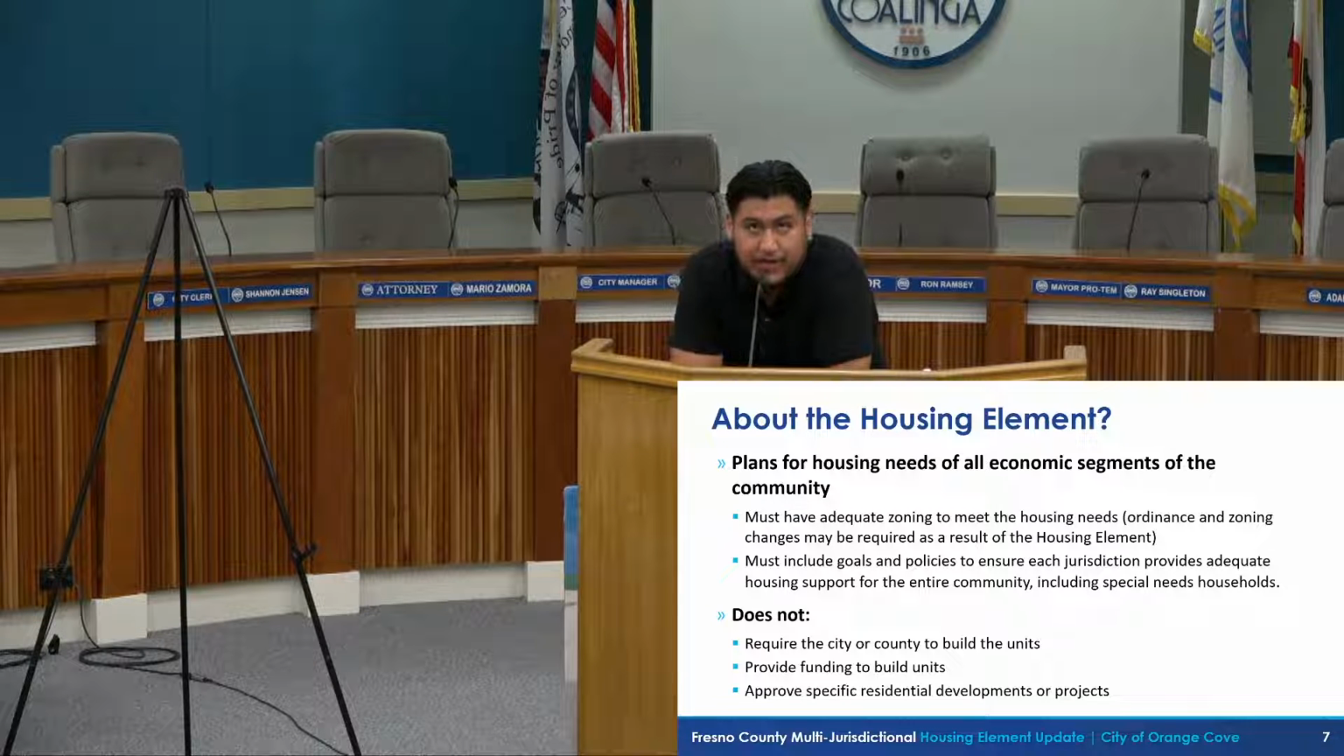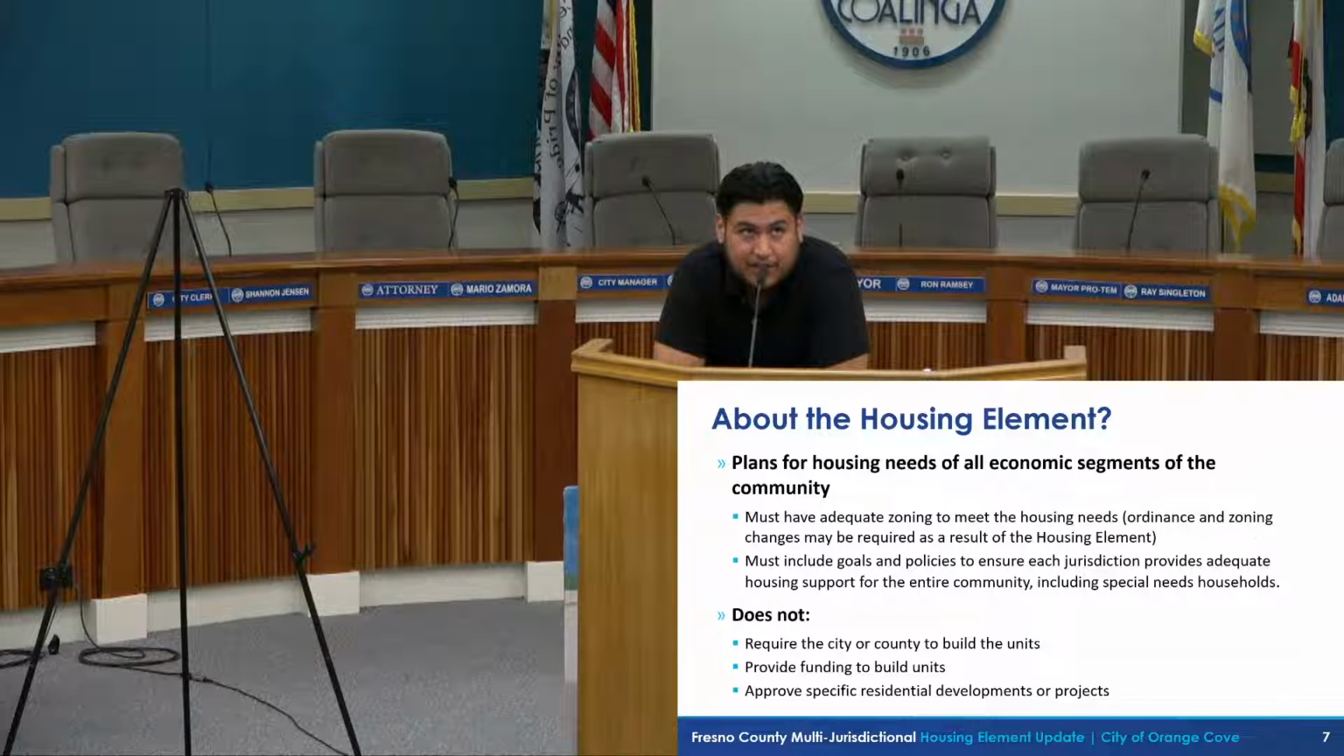Now let's get into what the housing element is about. Per state housing law, the housing element must plan for housing needs of all economic segments of the community. It must also provide adequate zoning to meet the housing needs of the community. And it must include goals and policies to ensure that each jurisdiction provides adequate housing support for the entire community, including special needs households, such as large families, people with disabilities, people at risk of homelessness, seniors, etc.